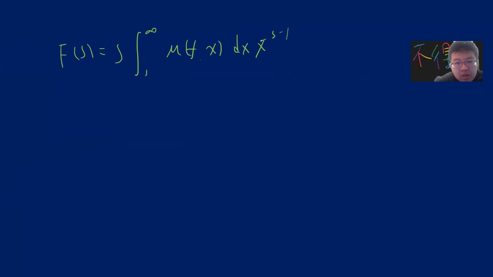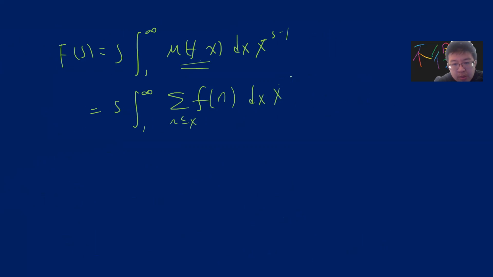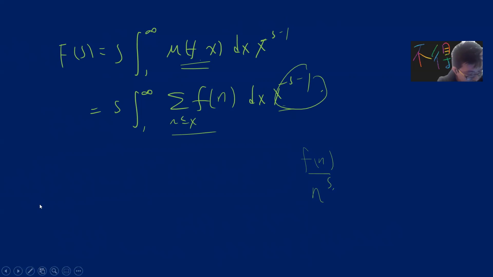I think it's very easy, right? The integral from 1 to infinity, and this is just the summation of, let's say, f of n, with n less than or equal to x, dx, x to the minus s. Then you can just do this integration with respect to x, and you get an answer, because this term will give you f of n divided by n to the s, which comes from this integration. Okay, so I think that's it.